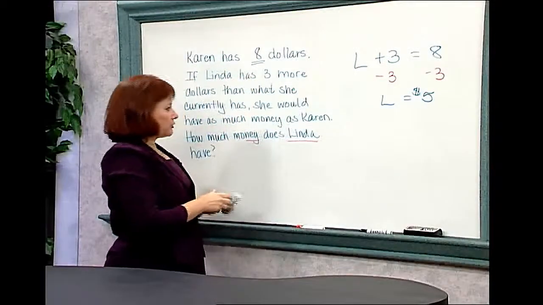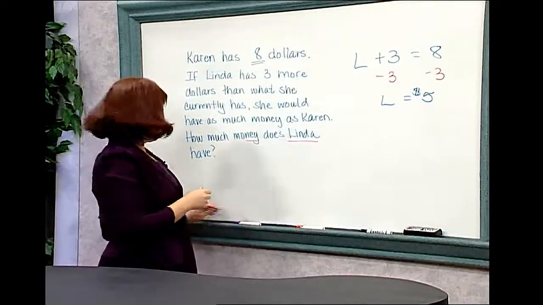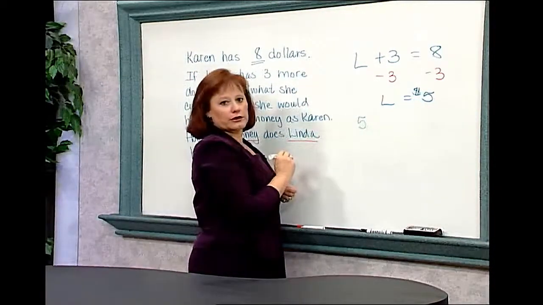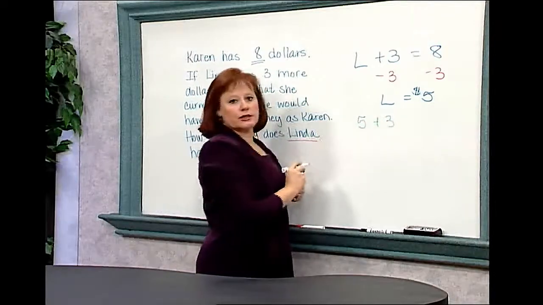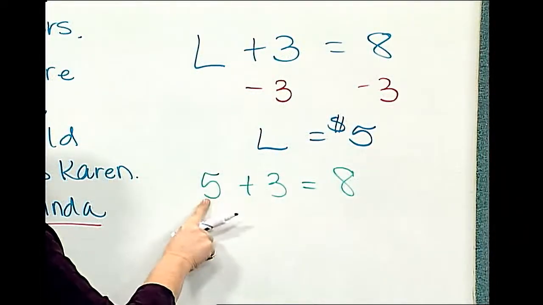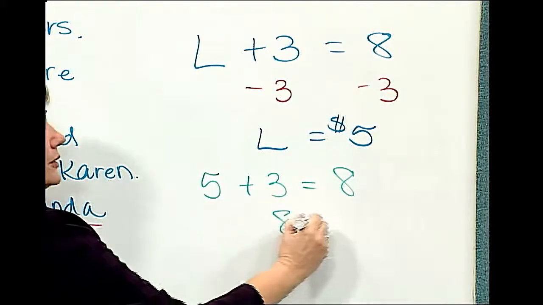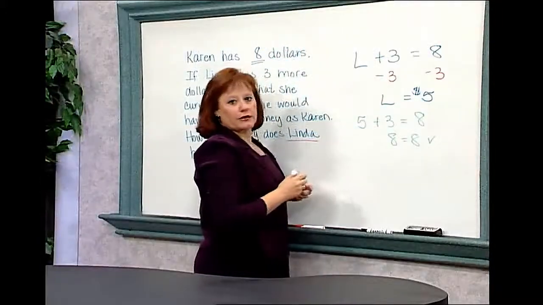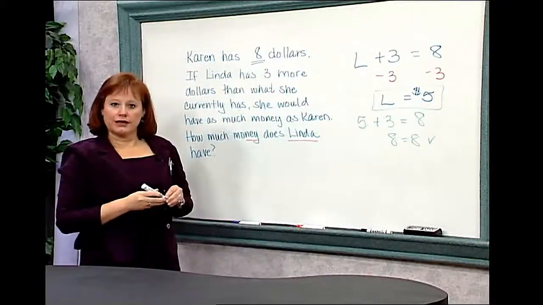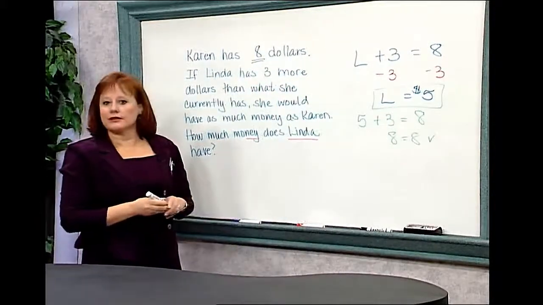We want to check our solution with the problem to make sure that it makes sense. So it says if Linda's money, $5, was increased by $3, it would total Karen's money, which is $8. When I check, Linda's money, 5, plus 3 more is equal to 8, and my problem checks out. So I'm confident that my solution is really $5. Linda currently has $5, and we did this problem by using the subtraction method.